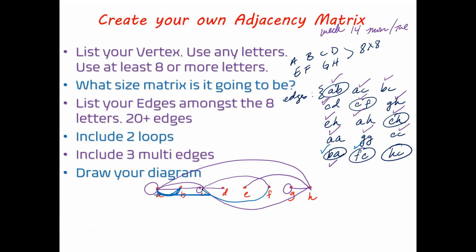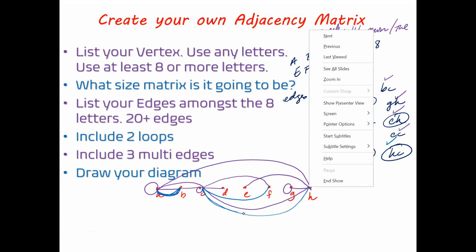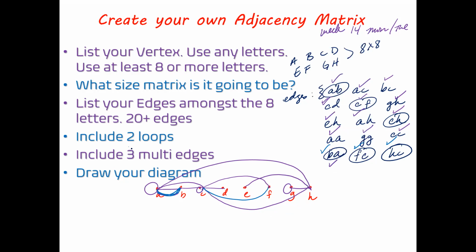So here's your FC. And then HC. So then H goes to C. There you go. So that is my diagram, which yours probably looks a little bit better than mine. I'm just making it up as we go right now.